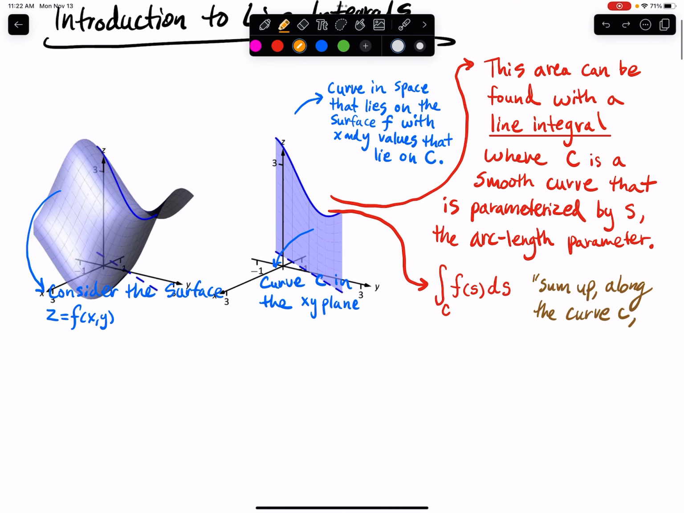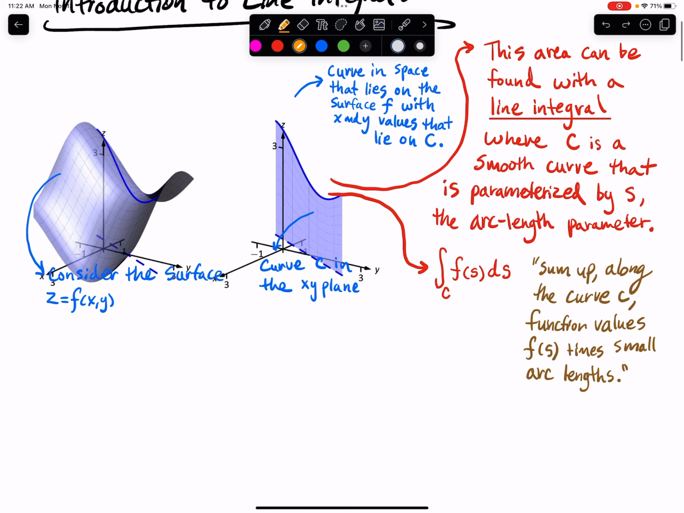So what are we doing? We're summing along the curve C. What do we sum up? Function values f of s multiplied by my change in s, my change in small arc lengths.